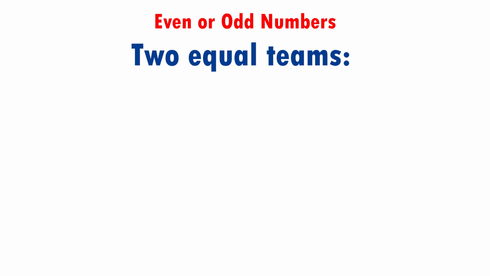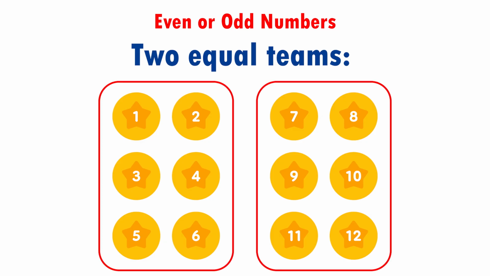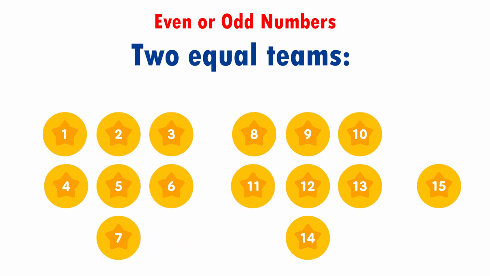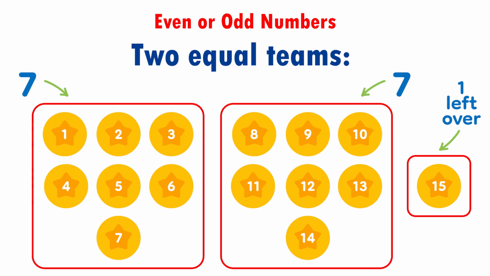Let's use the two equal teams idea. Take 12 counting chips, split them into two equal teams, 6 on one side and 6 on the other. There are no leftovers, so 12 is even. Now take 15 counting chips. Try to split them into two equal teams. You can make 7 and 7, but one chip is left over. Because there's a leftover, 15 is odd.